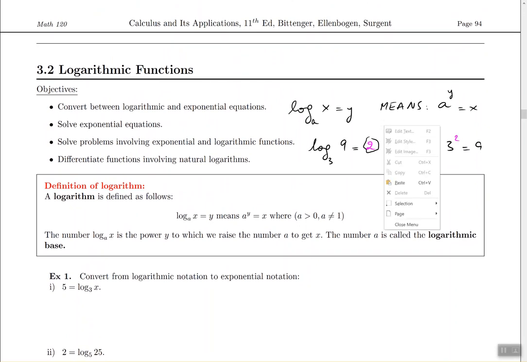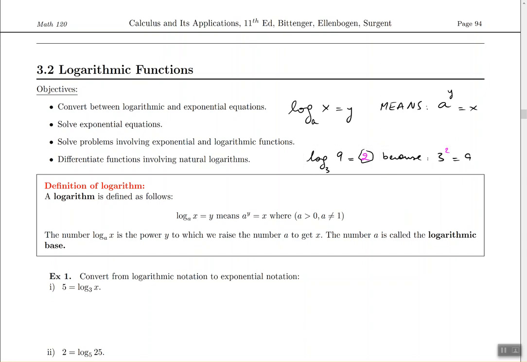Throughout this chapter, you will hear me refer to the a as the base of the logarithm. So the base of the logarithm is called a. The x that's written right next to the log is called the argument. And y is the solution. It's basically the power of the problem. So the y goes in the power, the a stays in the base, and the x goes by itself on the other side.